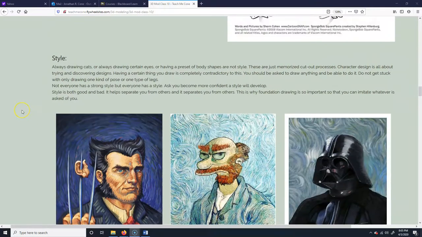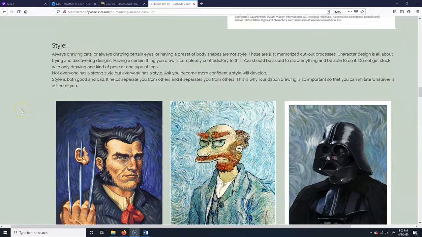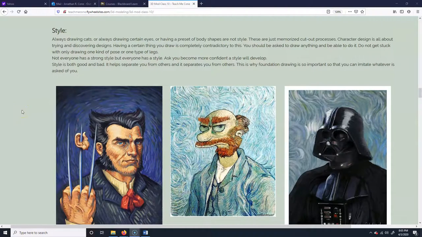Style. This is a big thing that I find students will lean on a little bit. And I don't mean actual style. I mean process drawing. Sometimes students will draw a character, and all their characters have one eye big and one eye small. And they go, well, that's my style. That's not a style. That is just a thing that you're drawing. Style is not the repetition of the same elements. It's how you're drawing those elements.